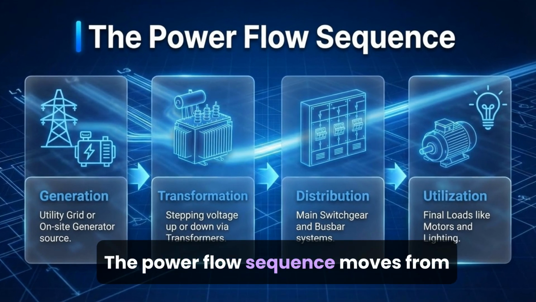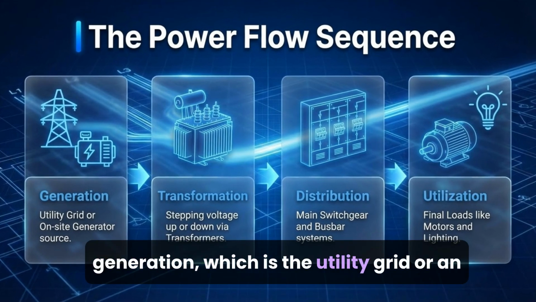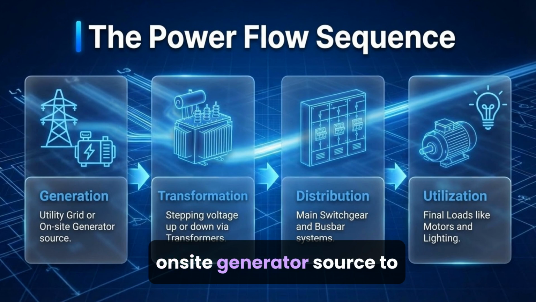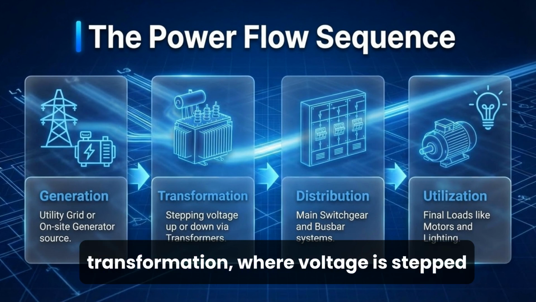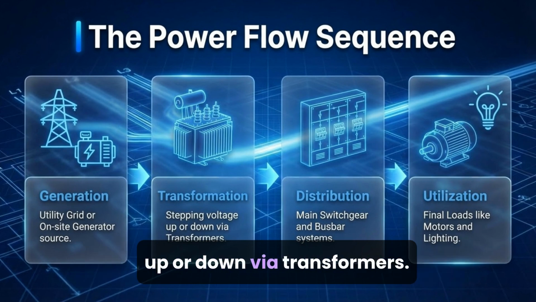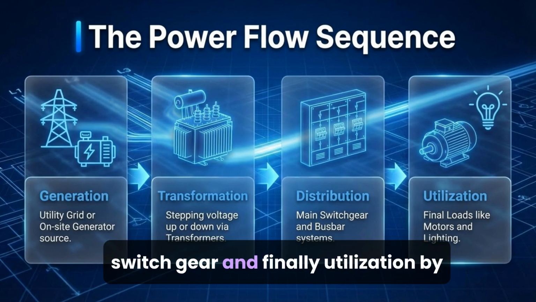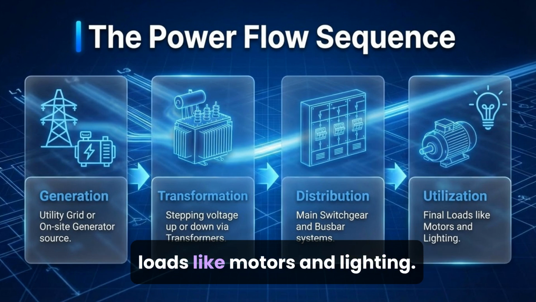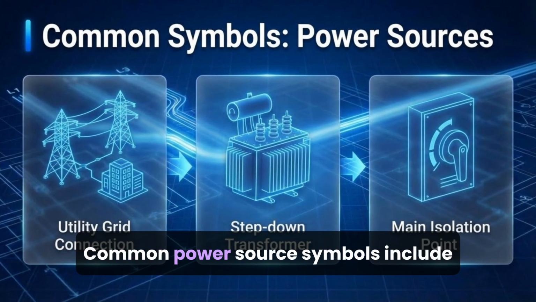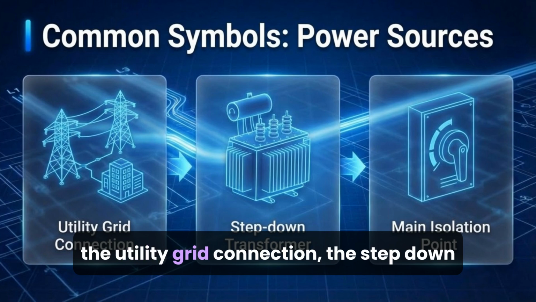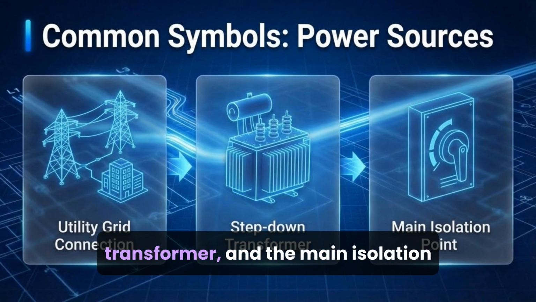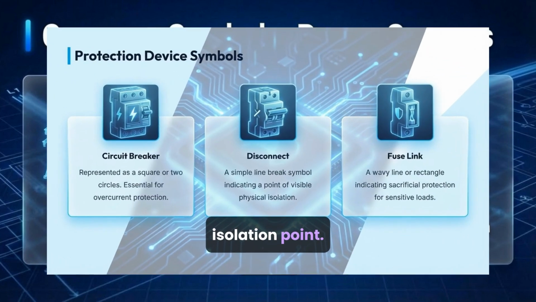The power flow sequence moves from generation, which is the utility grid or an on-site generator source, to transformation, where voltage is stepped up or down via transformers. This is followed by distribution through switchgear and finally utilization by loads like motors and lighting. Common power source symbols include the utility grid connection, the step-down transformer, and the main isolation point.